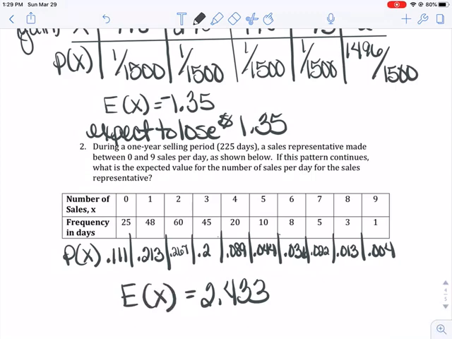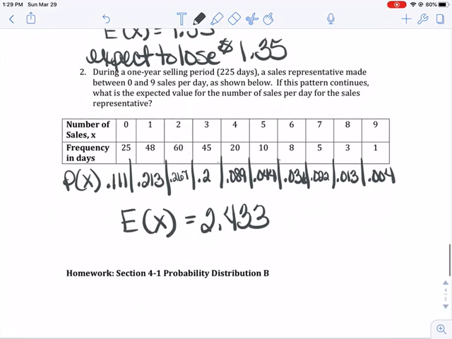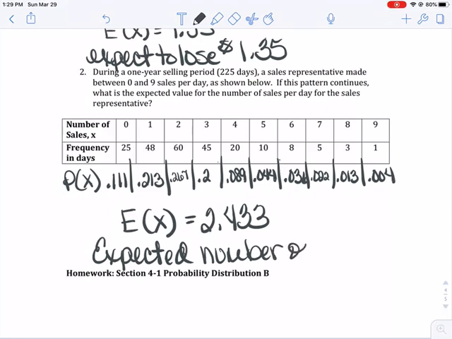Okay, so what does that mean? All right, so this is the expected value, the number of sales per day for the sales representative. So this is the expected number of sales per day.